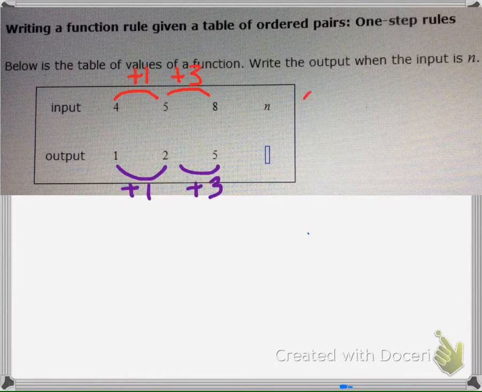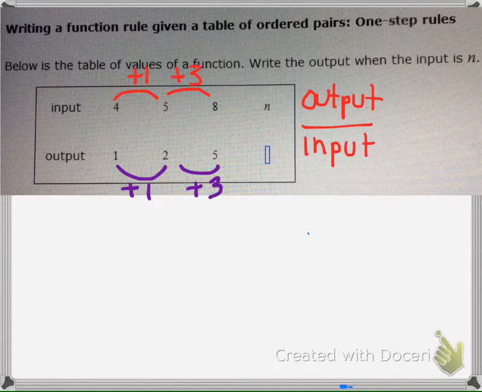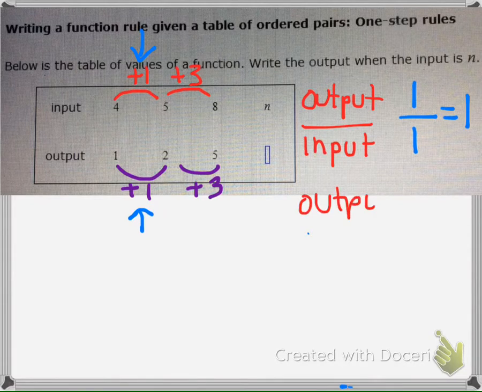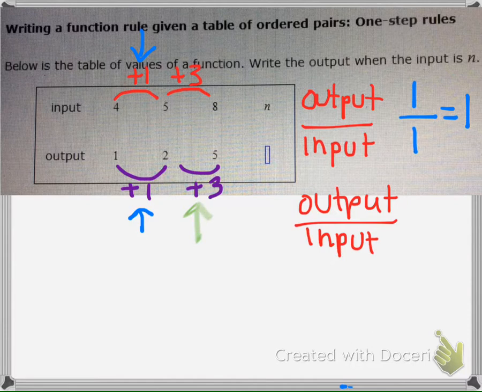Then you're going to take your output over your input. The output here was a difference of 1, and the input difference here is 1, and 1 divided by 1 is 1. Now I'm going to do the same thing just to show you it doesn't matter which ones you use. If I do that here and I take 3 over the input difference, you get 1.